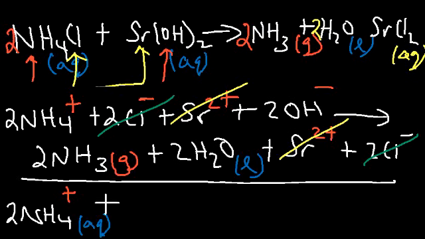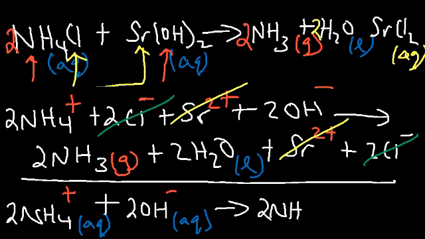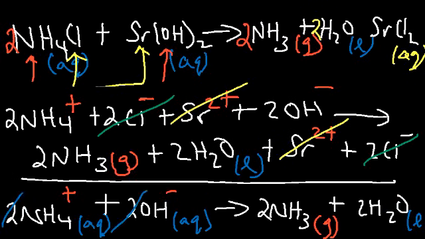and 2 hydroxide ions aqueous, and this is going to produce 2 NH3 gas molecules, which is ammonia, and 2 liquid water molecules. Now granted, all of the coefficients are 2, so we can divide everything by 2, and so it's just going to be NH4+ plus hydroxide yields NH3 and liquid water. And so that's going to be the final net ionic equation.